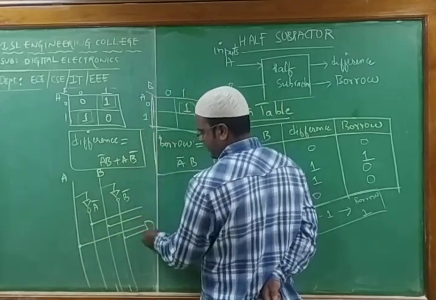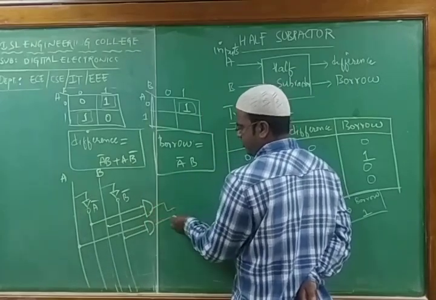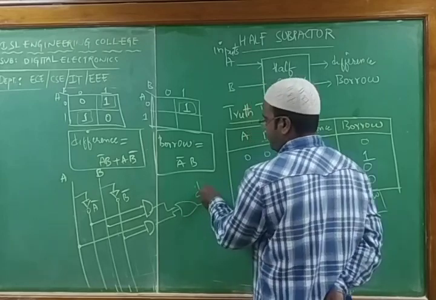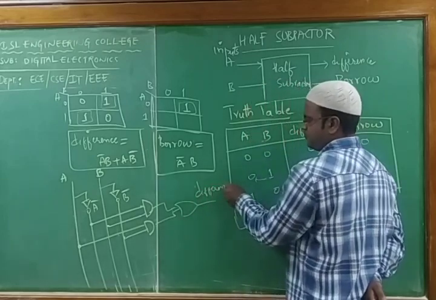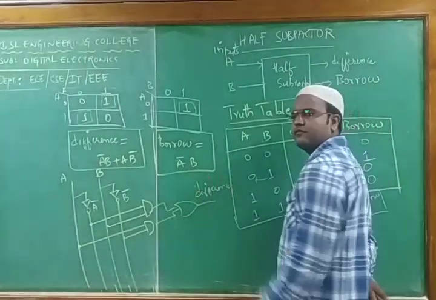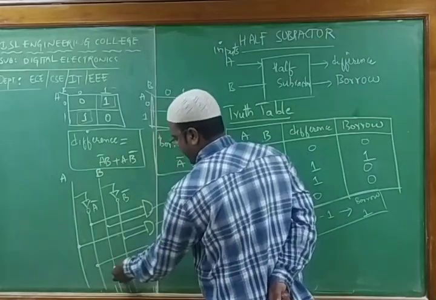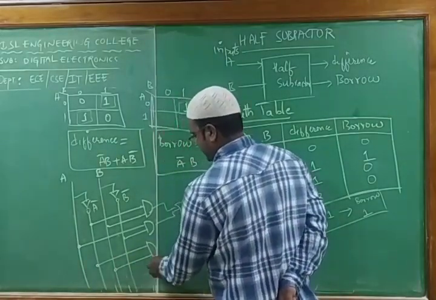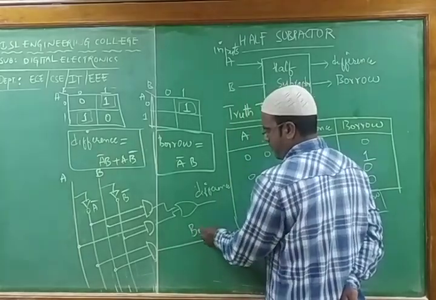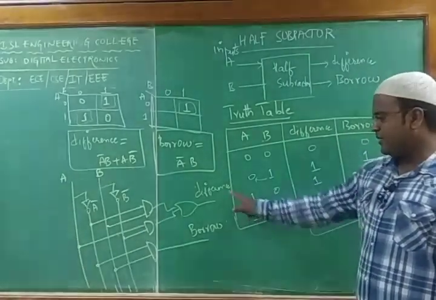So I'll connect one AND gate here, and one AND gate here. By taking this combination, I'll go for one OR gate. This is the difference output. Clear? For the second thing, A bar B, we'll take input from A bar, and the second input from B. Using this, we'll take the gate of it. This is the output for borrow. So we got the output of difference and the output of borrow.